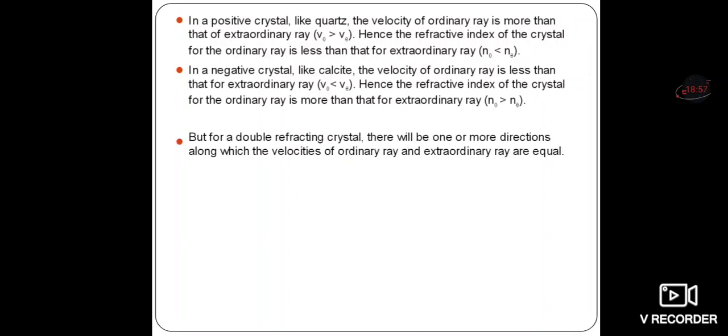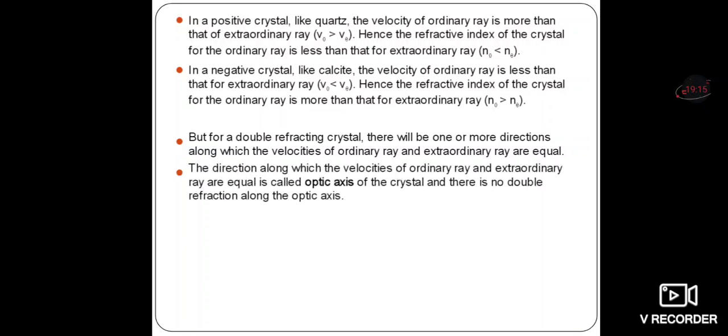But for a double refracting crystal, there will be one or more directions along which the velocities of the ordinary ray and extraordinary ray are equal. The direction along which the velocities of the ordinary and extraordinary rays are equal is called the optic axis of the crystal, and there is no double refraction along the optic axis.